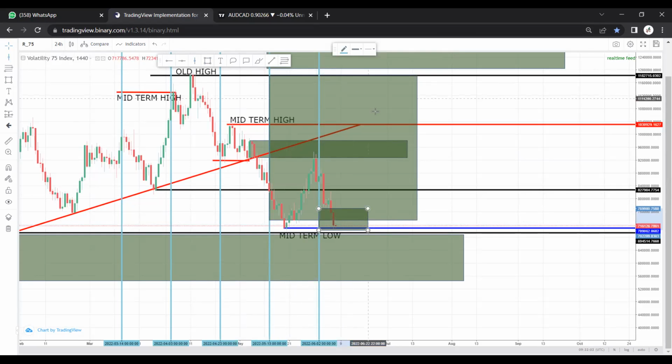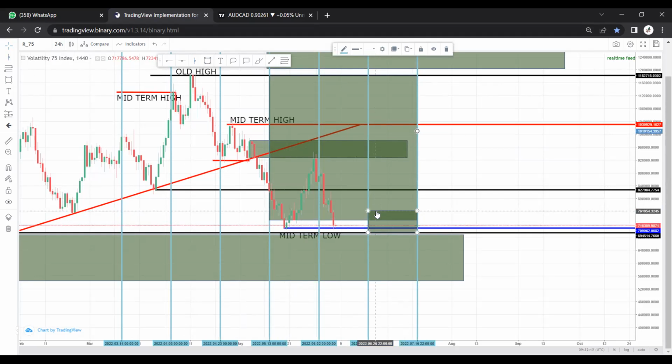I'm just trying to get, don't mind the chart, it is very rough.